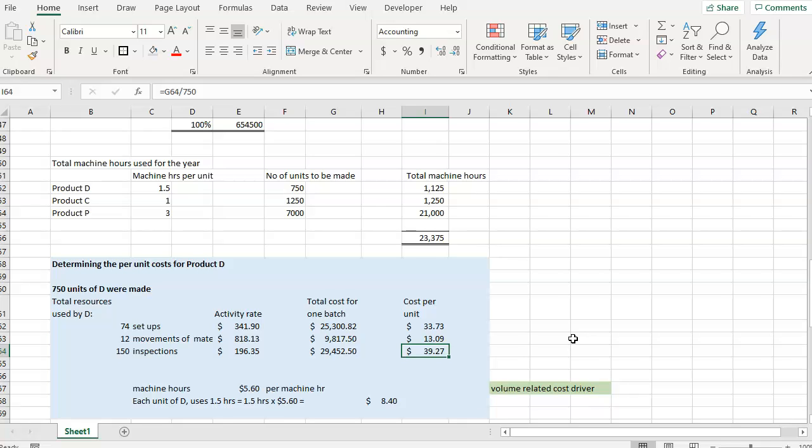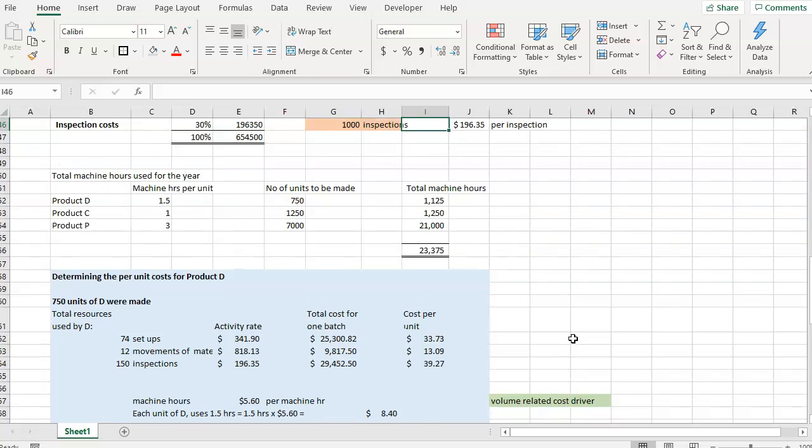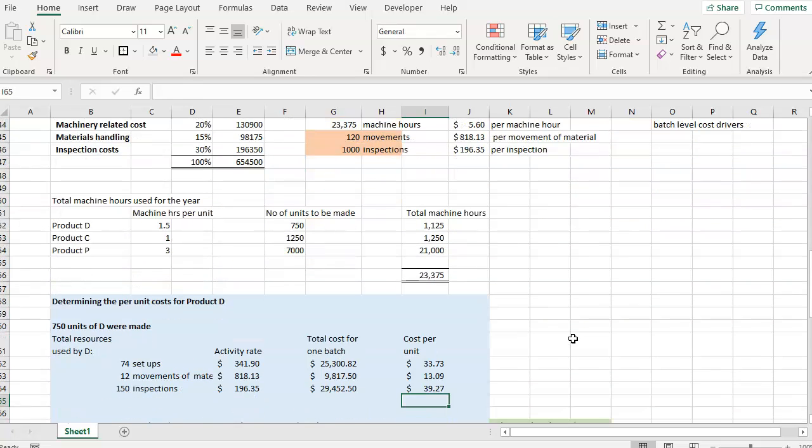So we have 341. Let's check. 341.90. And we were looking at, oh, it was 75 setups. My apologies. I wonder why the figure looks so off. And we had 12 movements. And we have 150 inspections. Just checking back my figures. 750. Okay.